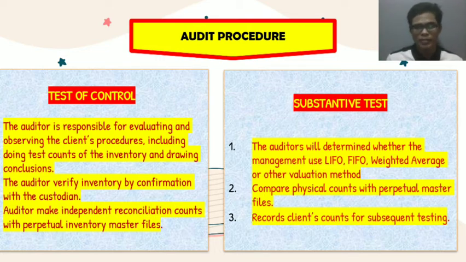For substantive tests, the auditor will determine what kind of method the management uses. It is LIFO, FIFO, weighted average, or other valuation method. The second is to compare the physical count with the perpetual master file. And the third is to record the client count for substantive tests for subsequent years.